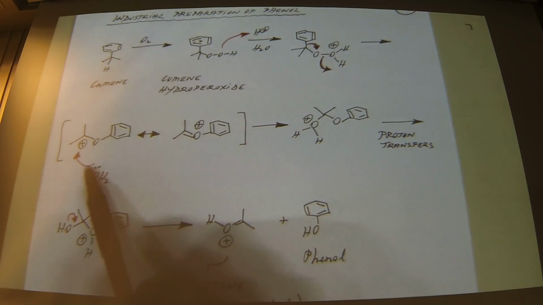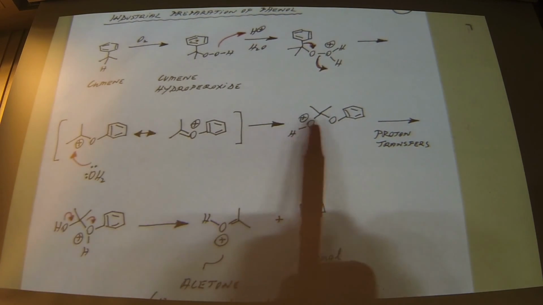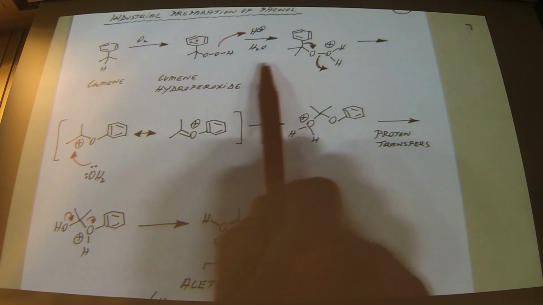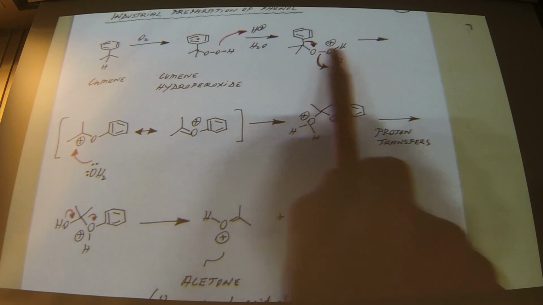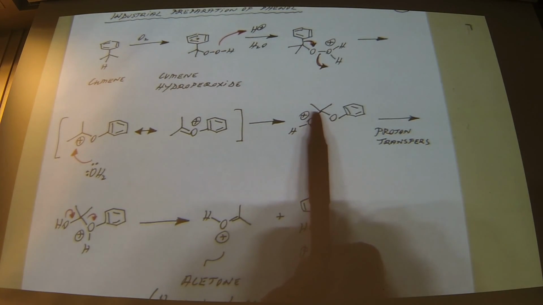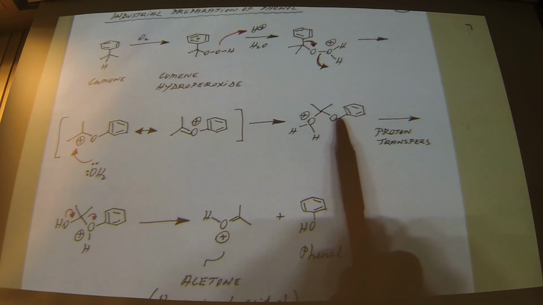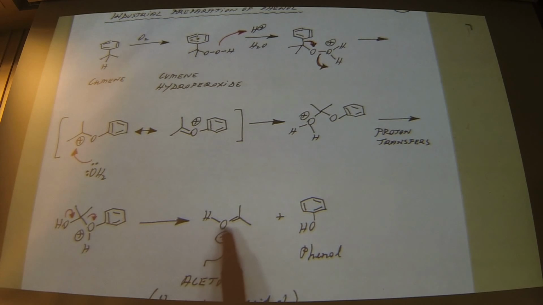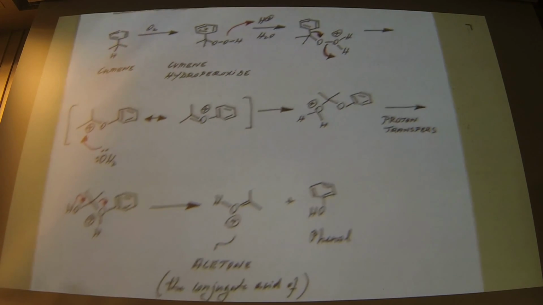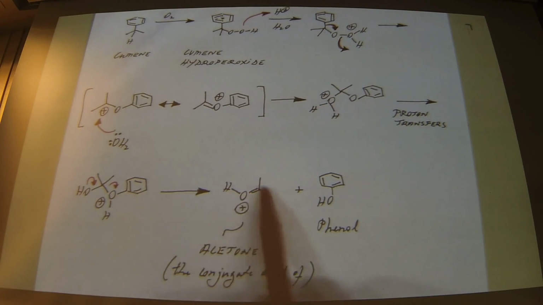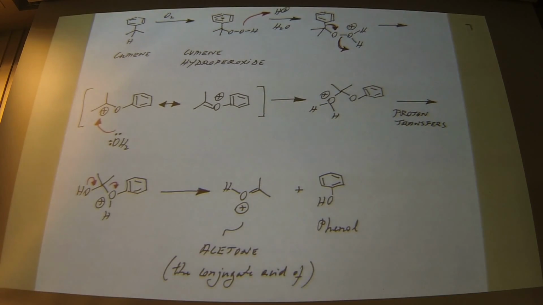And then water can intercept that cation. So this is kind of a rearrangement, right? So the phenyl migrates, water leaves, and water comes back. And you get a bunch of proton transfers. Lose a proton, gain a proton. And that gives you the conjugate acid of acetone and phenol. And so this is the industrial way you make acetone and phenol. I'll repeat this process when we meet again on Friday.